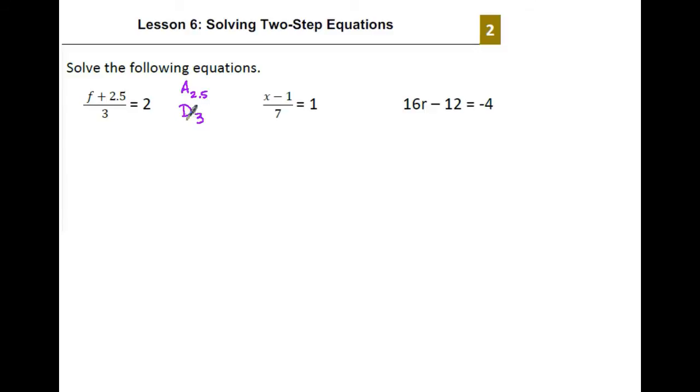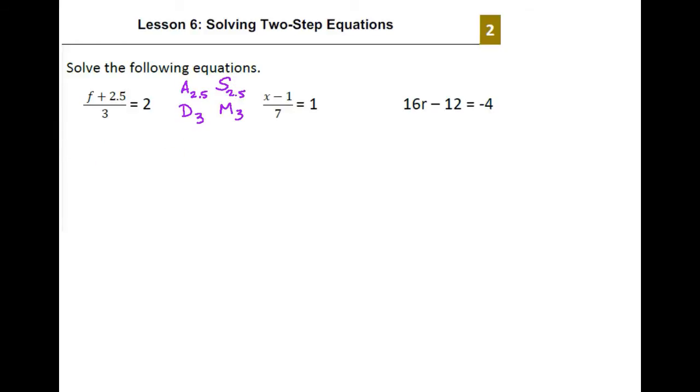In order for us to solve for f, we want to not divide by 3, but we want to multiply by 3. So we're going to multiply by 3. So that would get rid of this 3. And then instead of adding 2.5, our final operation should be the opposite of adding 2.5, which is to subtract 2.5.